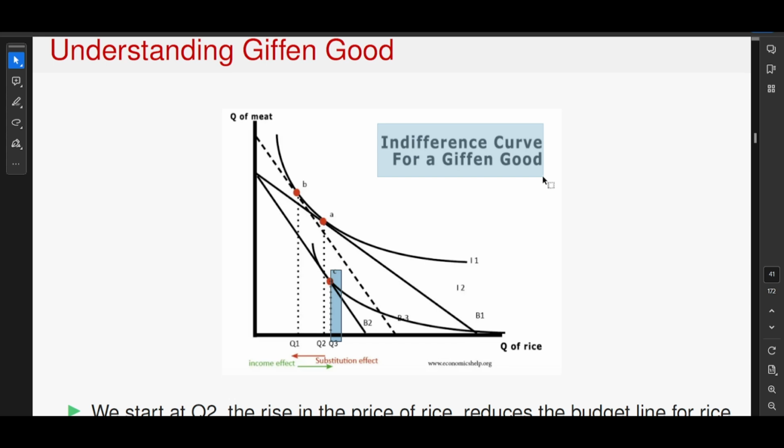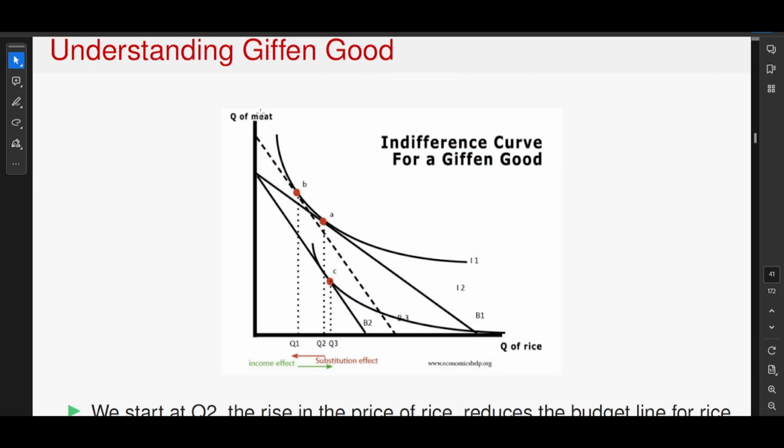This is an exception. These types of products are called Giffen goods. These are goods where, when price increases, we still consume more of these products. So they don't follow the typical law of demand, which is when price increases, demand decreases, right?